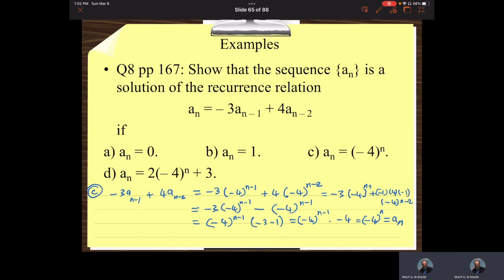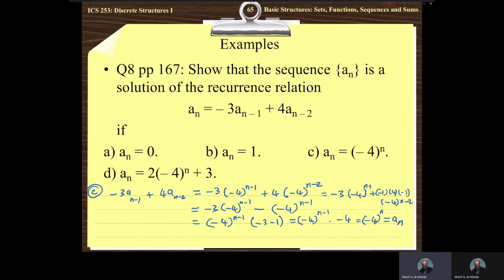This is what we did last time. We showed that this sequence a_n equals minus 4 to the power n is actually a solution to this recurrence, right? a_n equals minus 3a_{n-1} plus 4a_{n-2}.